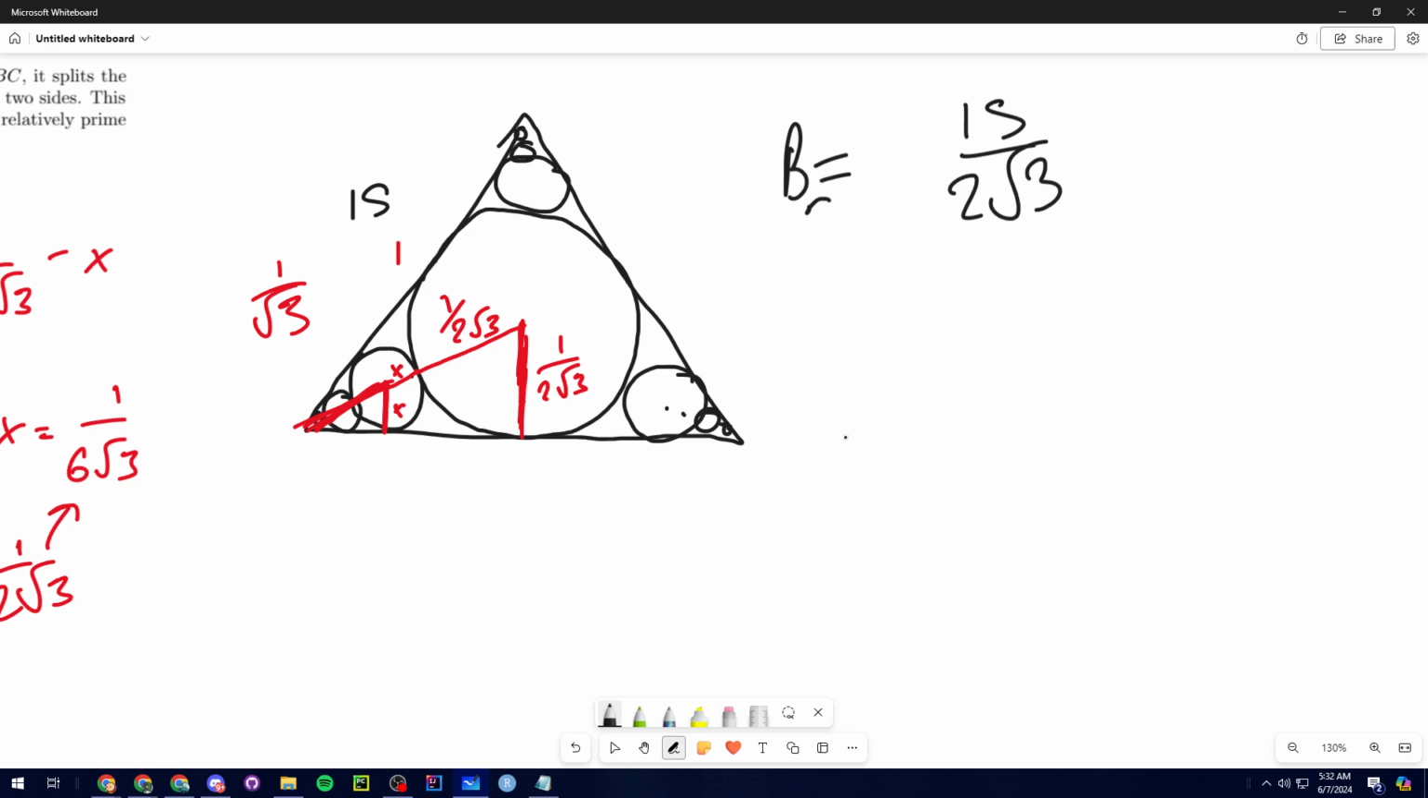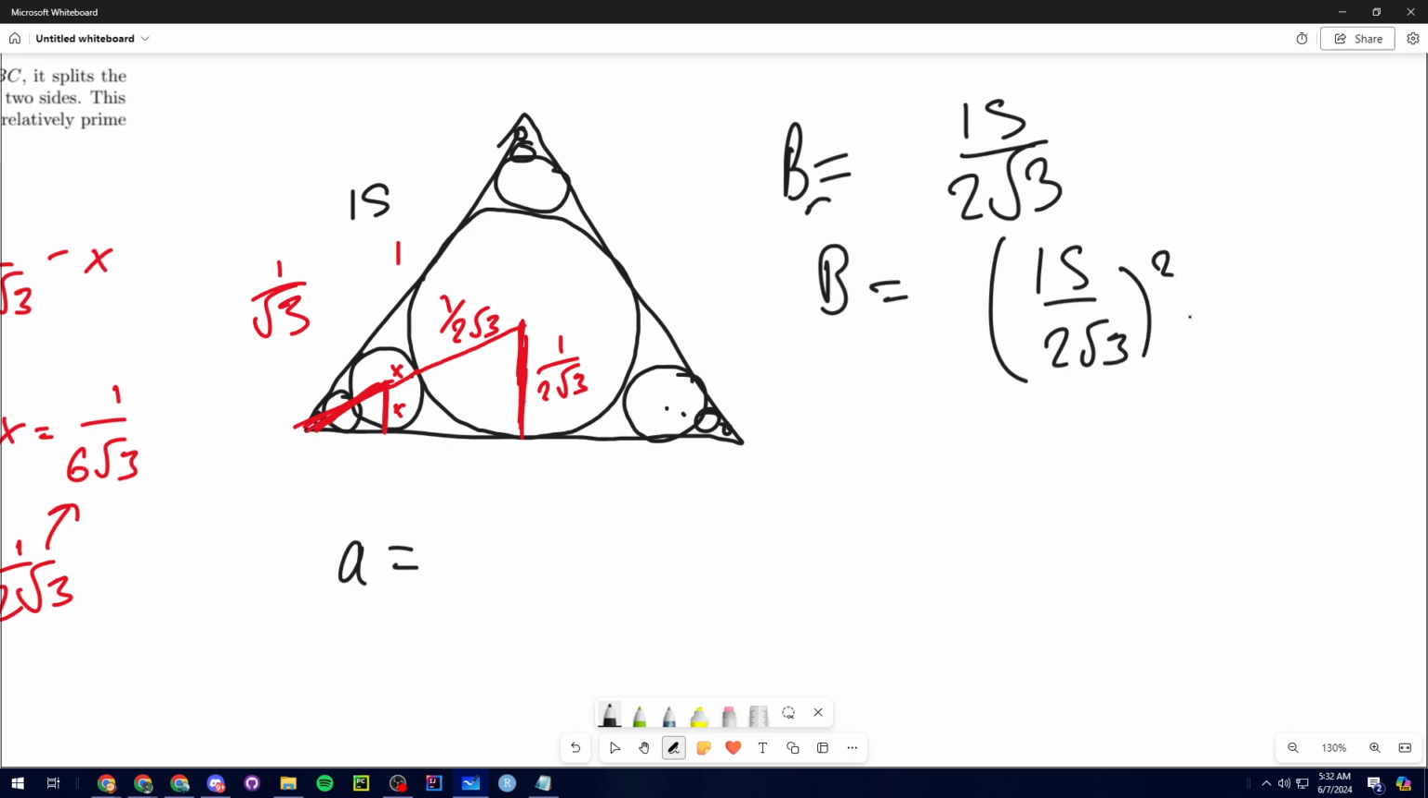Now the next circle is going to be a ninth of that. So I'm going to let that equal A. I'll show you why in a second. I want to handle both areas. So the area of B is just going to be equal to 15 over 2 root 3 squared pi. Now, what is the smaller circle? That's just 1/9 of 15 over 2 root 3 squared times pi, right?